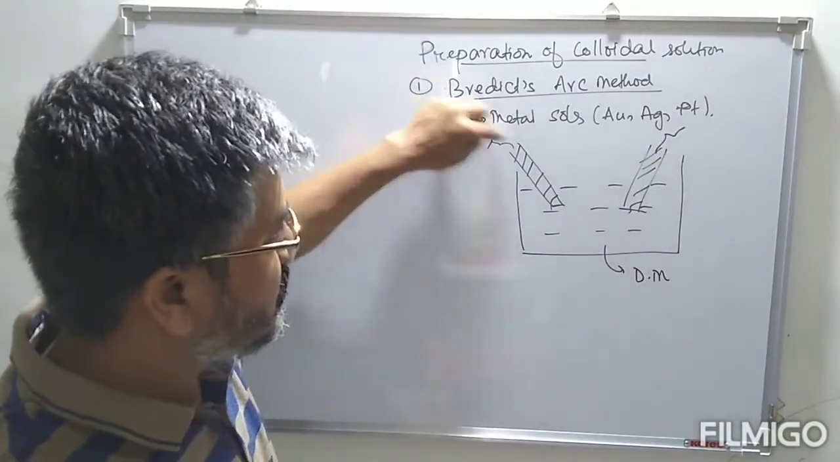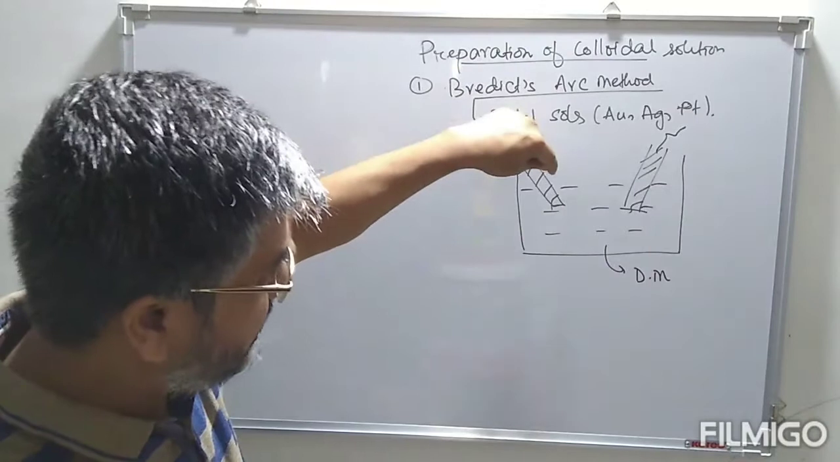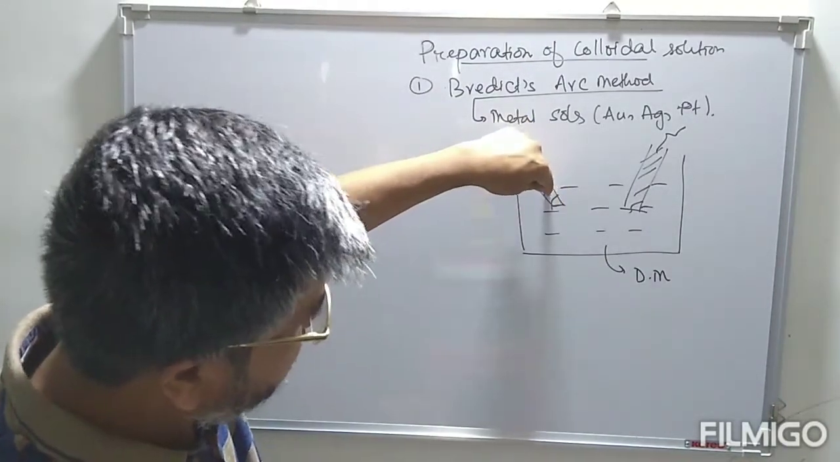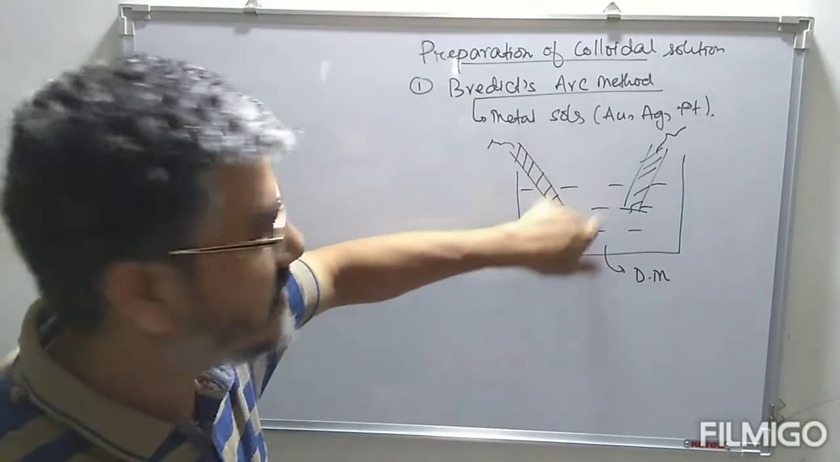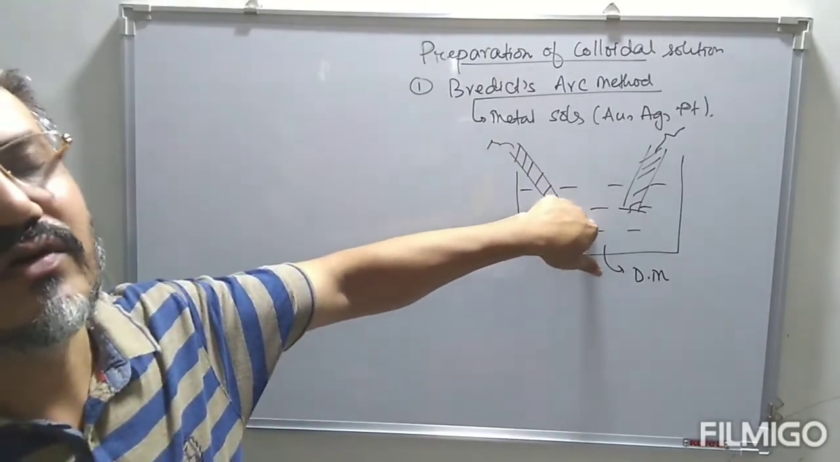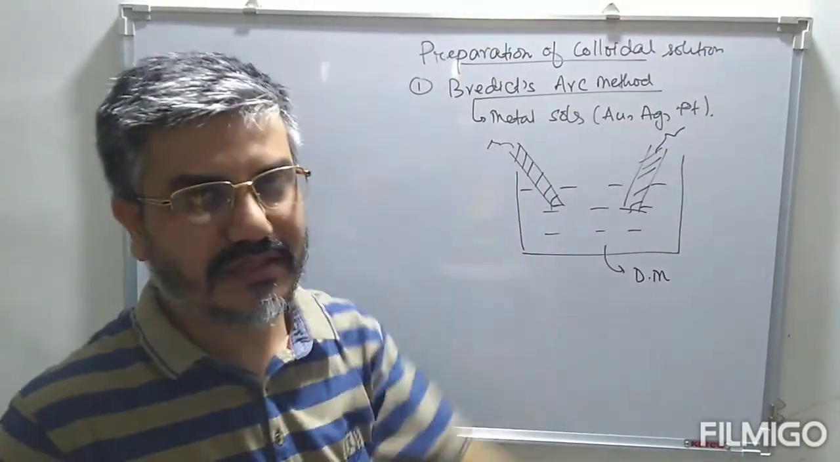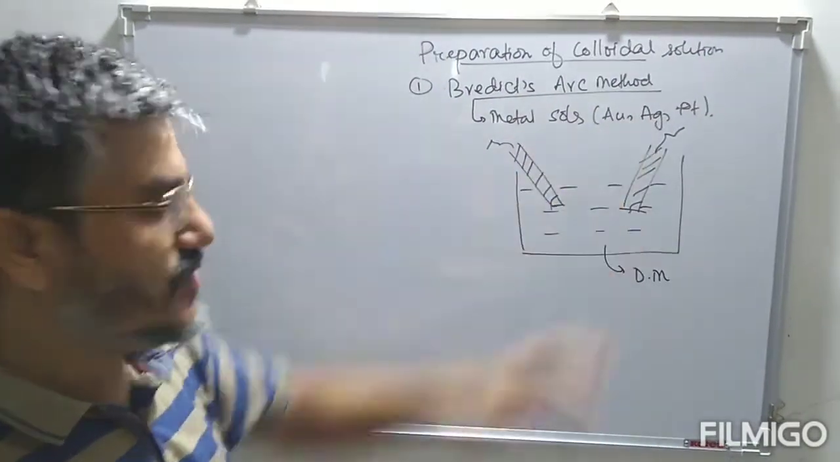Now voltage is passed through this, heat generated, vaporized some of the metals, and these vaporized metals are again condensed by dispersion medium, resulting in the formation of colloidal solution. So this is what is Bredig's arc method, basically for metal sources.